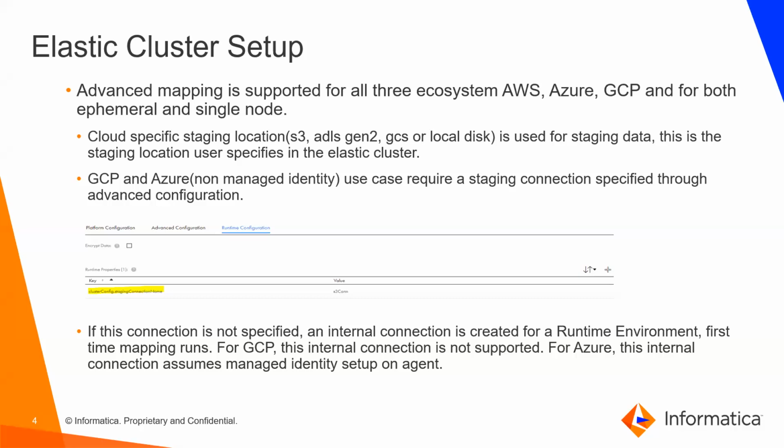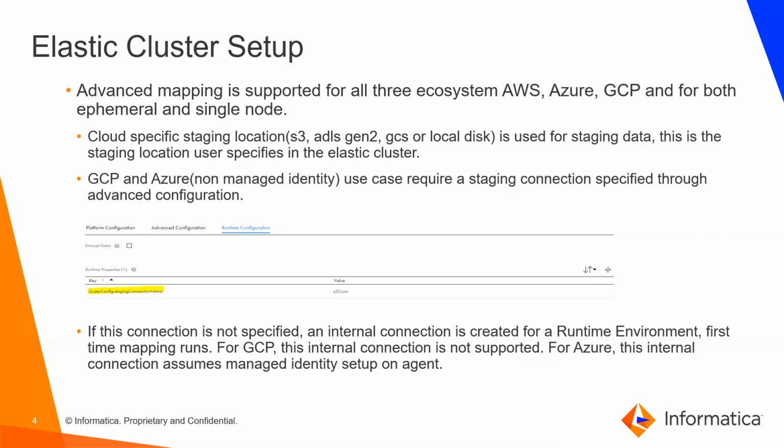So when it comes to Elastic cluster setup, advanced mappings are supported in all the three ecosystems, AWS, Azure, and GCP, in both ephemeral and single node concepts. So when do we use this elastic cluster? We stage the data by using S3, ADLS Gen 2, or GCS, and also local disk. It all depends on the cluster type which you are using. If you are using AWS, then we stage the data on S3. If you are using Azure, then the data gets stored on ADLS Gen 2. If you are going to use a local cluster, then the data gets stored on a local disk. Also, you can use S3 or Gen 2.